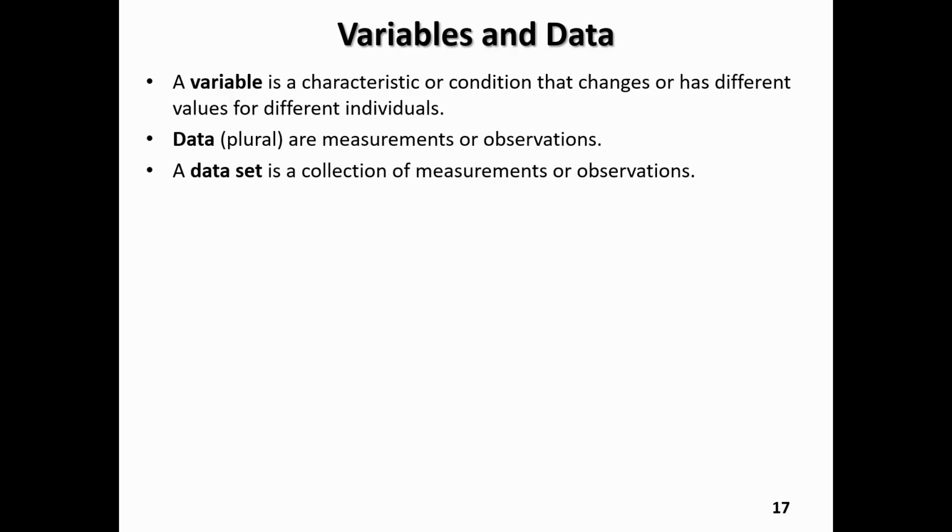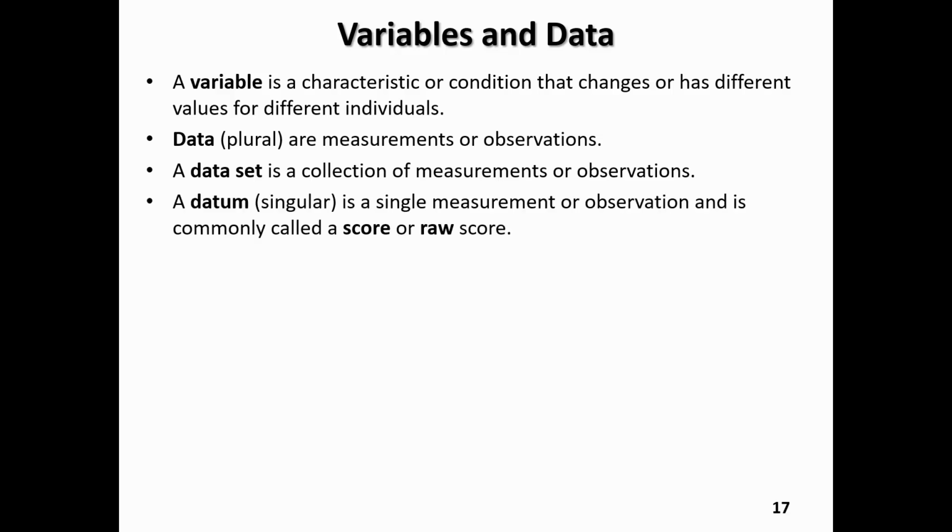A data set is a collection of these measurements or observations, and as mentioned, datum refers to just a single numerical value obtained from just one observation or a single measurement. We often refer to that datum as a score, sometimes referred to as a raw score. But in this course, we're going to refer to those individual numbers as simply a score.